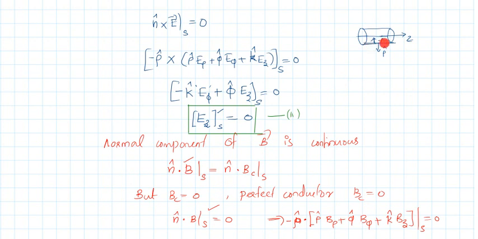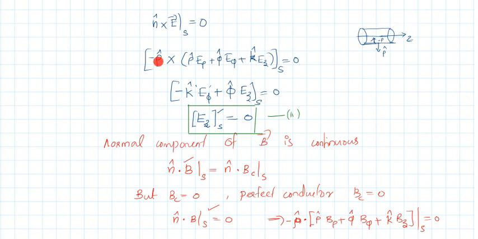surface? Surface means here rho is equal to a, if a is the radius of the cylinder, and here n cap is nothing but minus rho cap. Rho cap is along the radius of the cylinder, so it is radially outward. So n cap, it is the unit vector from metal to dielectric, so here it is minus rho cap. Instead of n cap I can write minus rho cap cross, what is E? Rho cap E rho plus phi cap E phi plus k cap E z, evaluated on the surface is 0.